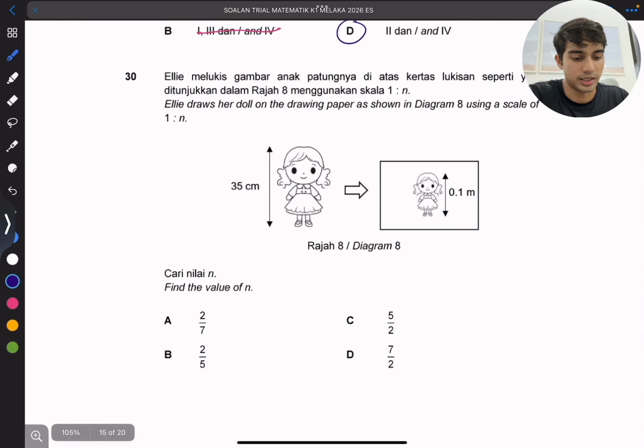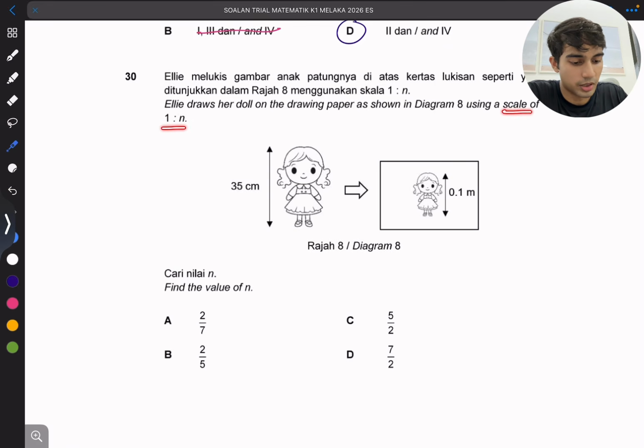Right, 30. Ellie draws her doll on the drawing paper using a scale of 1 to n. So scale drawing is normally D to O. DO, you remember DO lah. D is drawing, O is the object, or drawing, and this is the original. So here this is her drawing, this is her original.